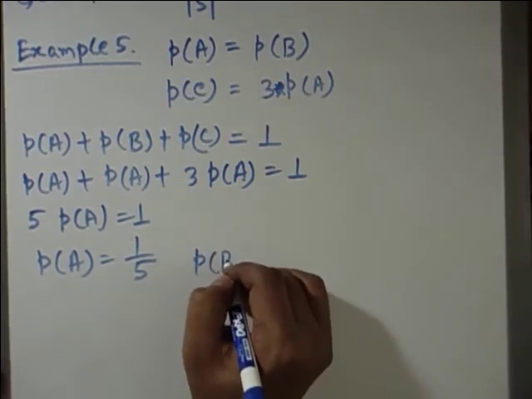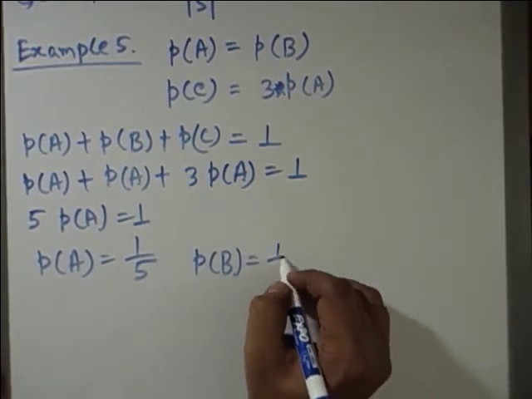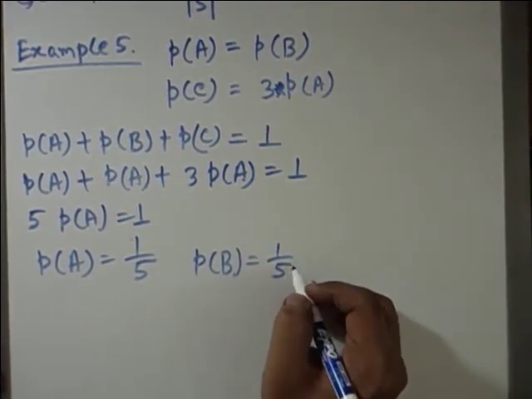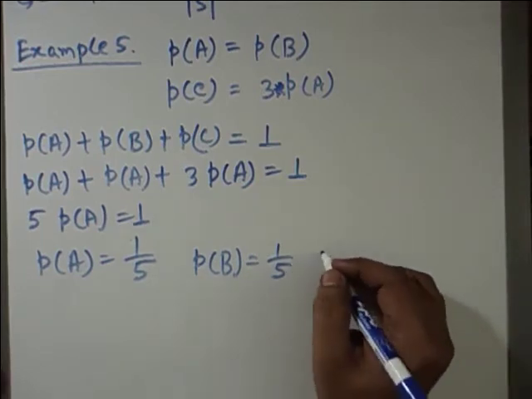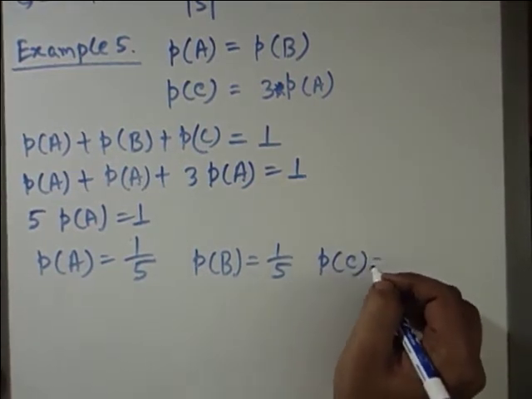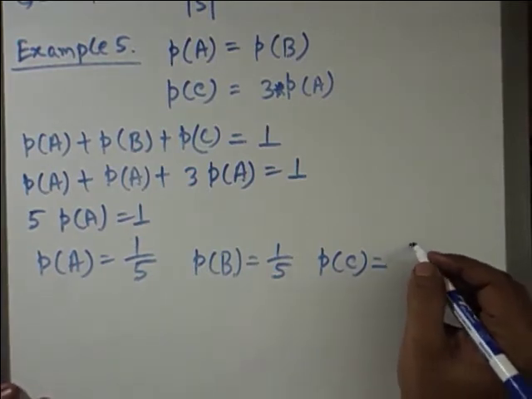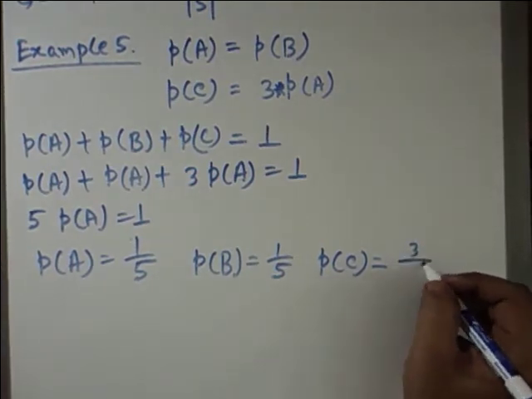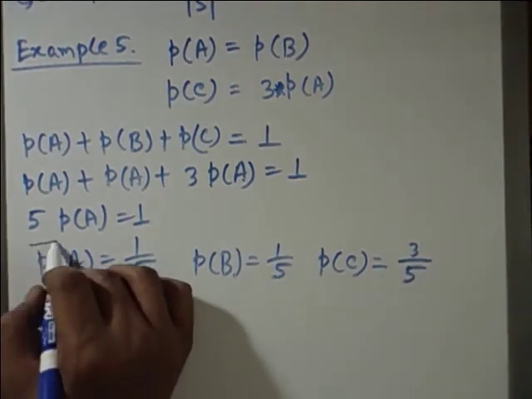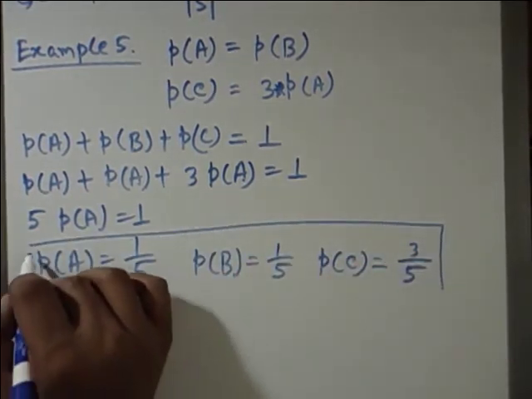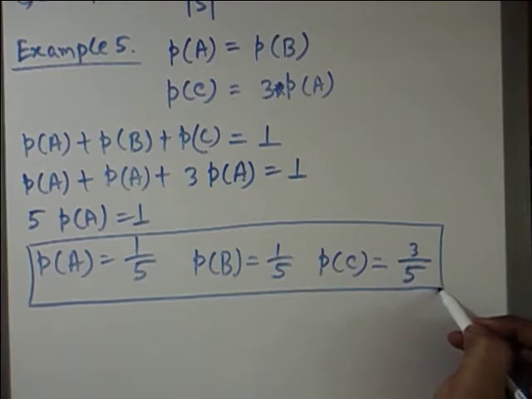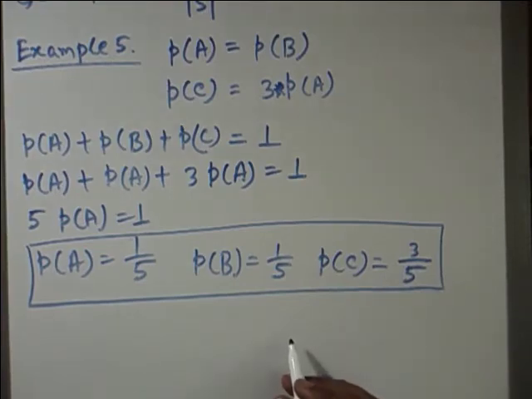So P of B is also equal to 1 over 5, since it's the same as P of A. And P of C is 3 times P of A, so 3 over 5. That's how we can calculate the probability of each of these persons winning.